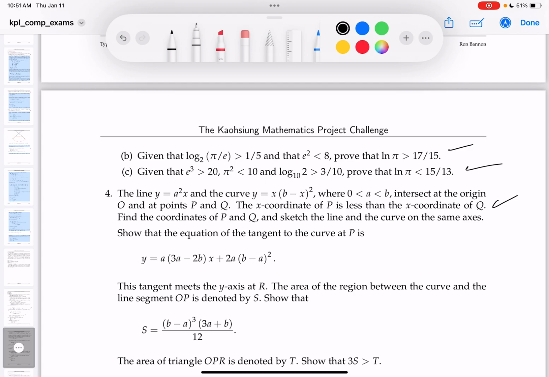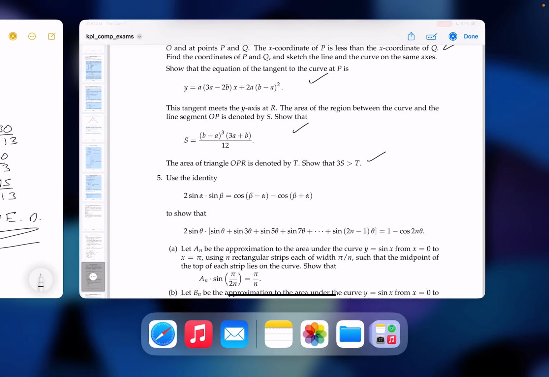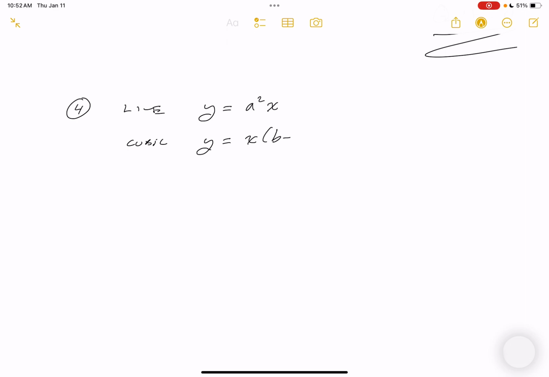All right, I'll do this one, and then we'll start moving through this over here. And again, one step at a time, so to speak. So we'll go to the whiteboard. We're on number 4. And I'm going to read it again. There's a line, and that line is y equals a squared x. And there's a cubic problem, and that cubic is y equals x times (b minus x squared), where they go on to say that a is a positive number and a is less than b.